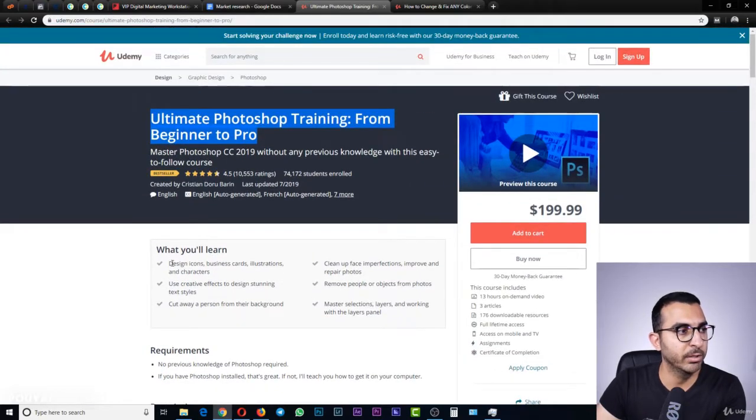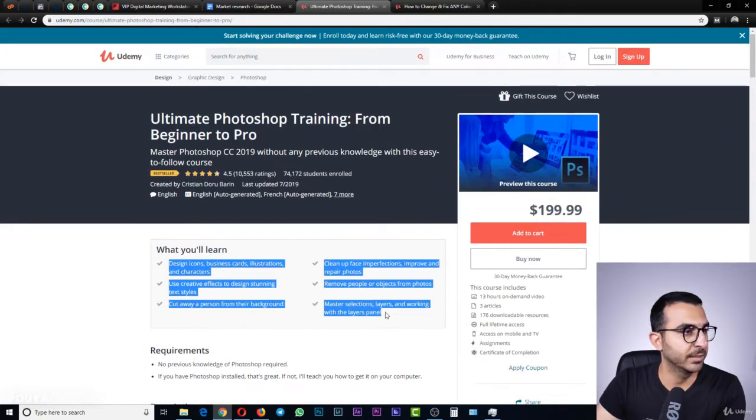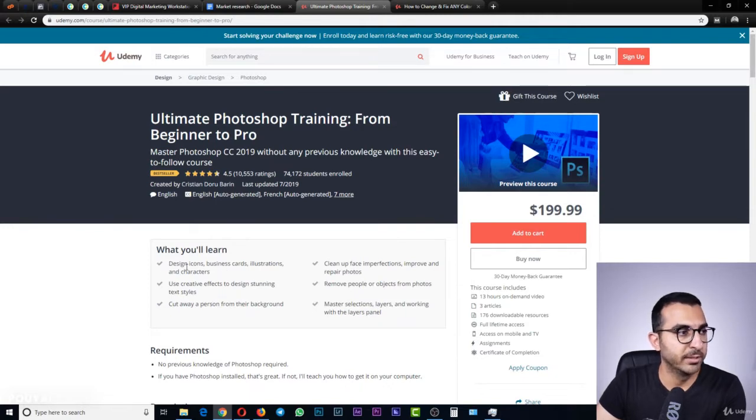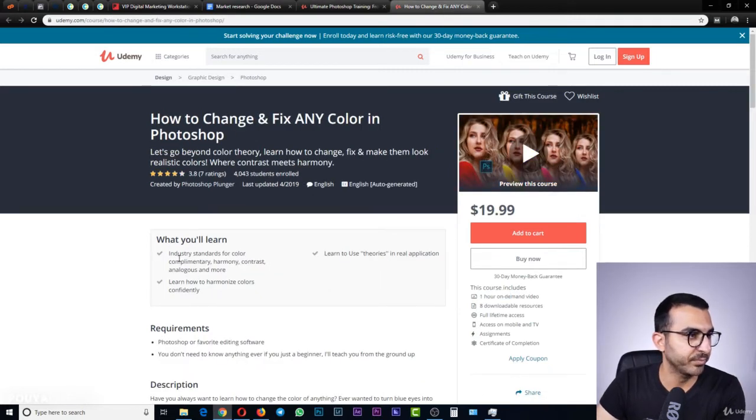For example, what you will learn, you can see this list. It is very clean, very short. Design icons, business cards, illustrations, and characters, all right? So it is very understandable. Let's take a look at this one. Industry standards for color, complementary, harmony, contrast, and so on, okay? So this is not very understandable. Okay, what am I going to learn, right? Learn to use theories in real application. Now, this is a little better, but still, you see, it only offers 3 rewards for me. So these are the marketing perspectives that you can take a look at.